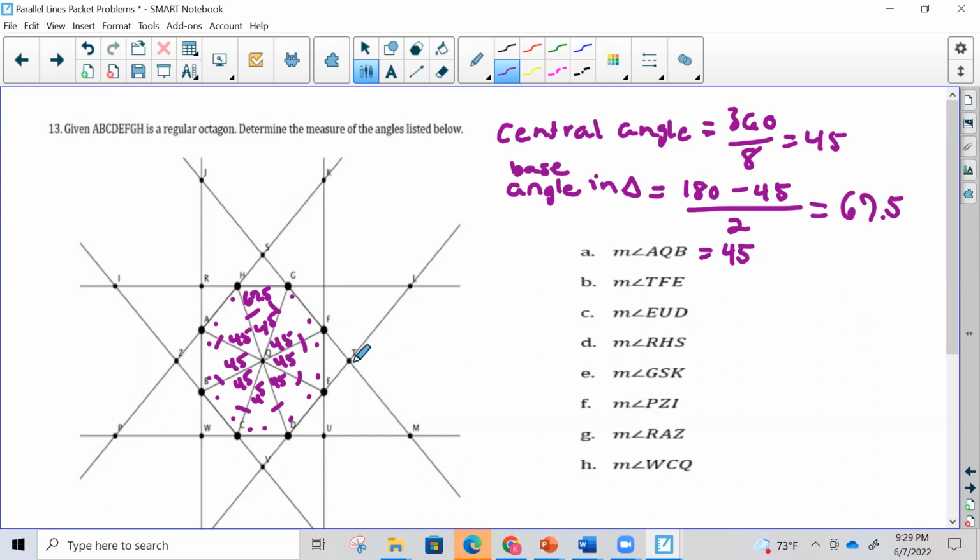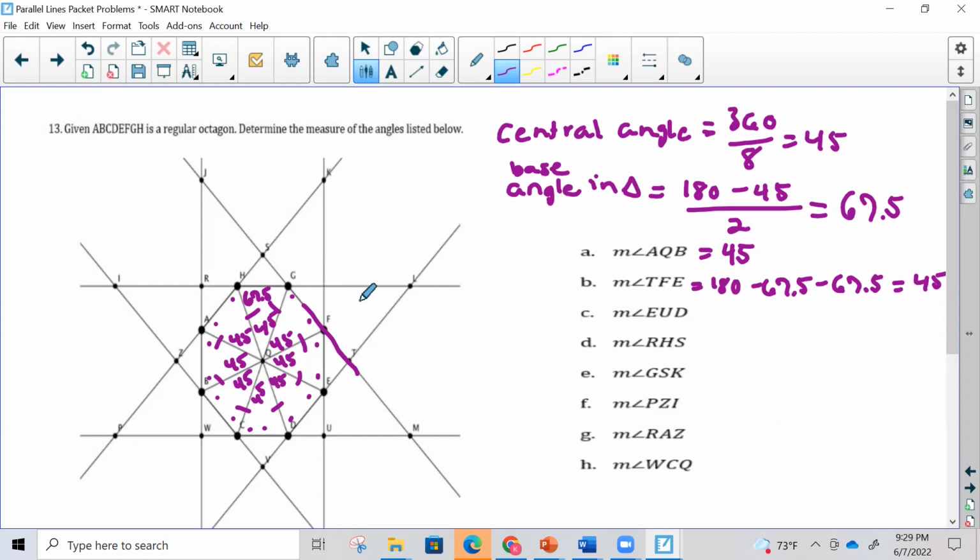TFE. Okay, so I need to find that. So I know this is 67.5 and this is 67.5, and we have like this straight angle. So to find angle TFE, I could do 180 minus 67.5 minus 67.5, or minus like 2 times 67.5. Okay, and that gives me 45. So this angle here is 45, TFE.